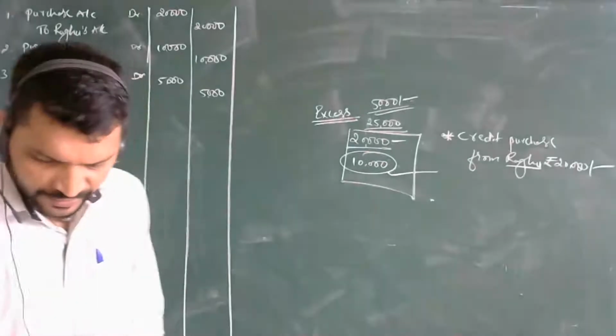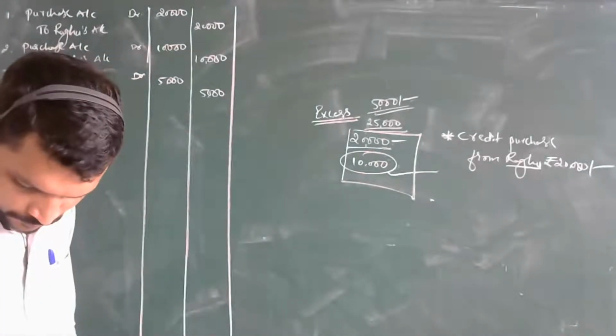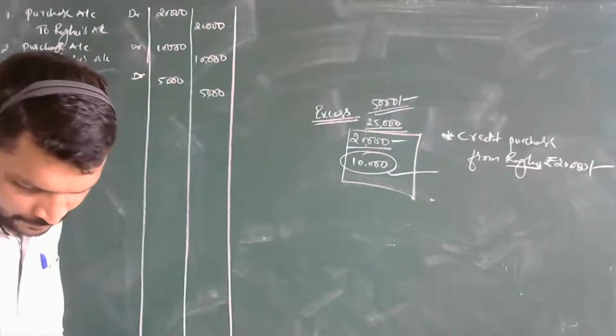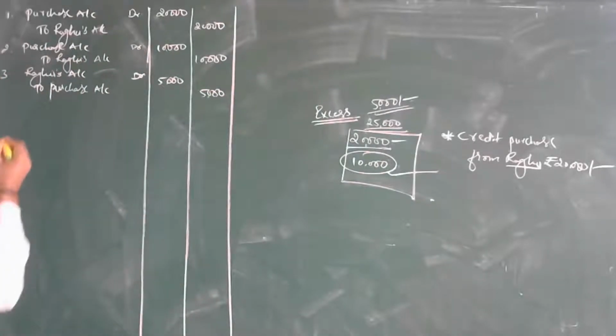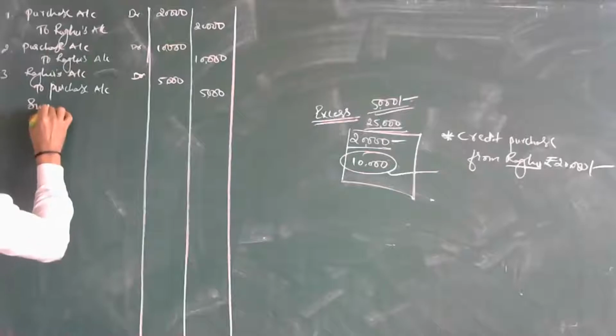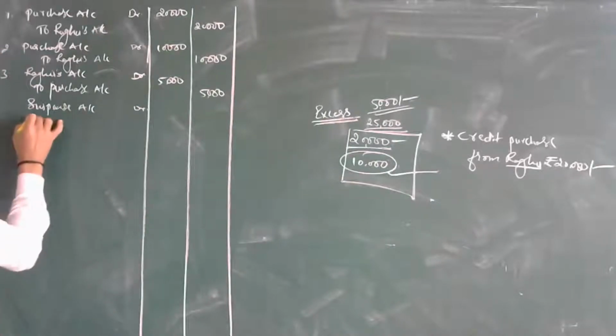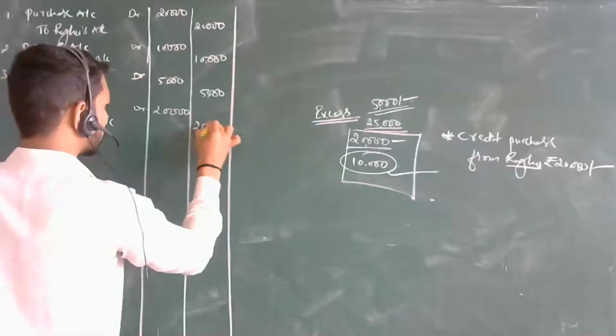Now the entry for this: partial omission, we got the thing about it. Now this is the fourth one, right? So the fourth one: suspense account debit to Raghu's account. How much amount? 20,000, right? 20,000. This was the fourth, and now the fifth.